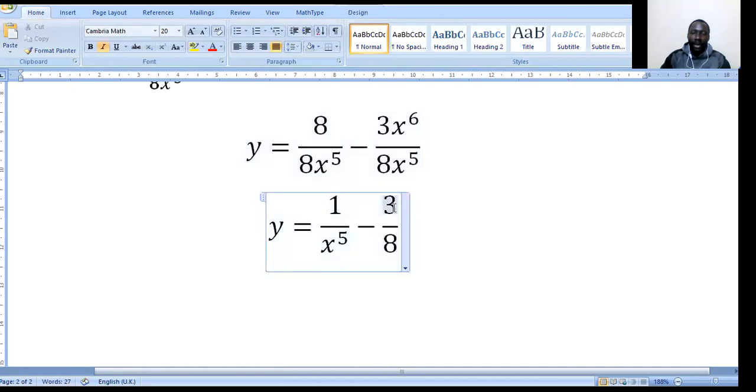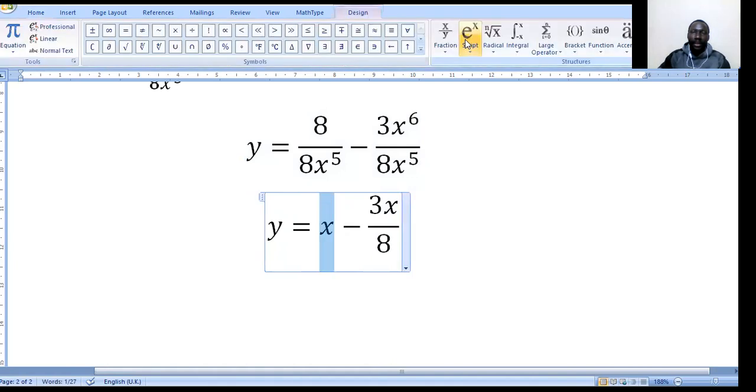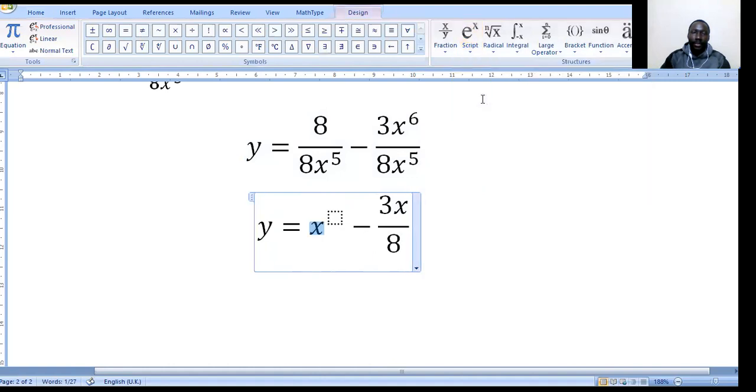Then here we are going to be having x and only x. Because now when you take away 5 from 6, what do you get? 5 from 6 gives 1. So x with the exponent of 1, not necessary to put it. Now, this first term, we can simplify it a little bit, okay? 1 divided by x raised to the power of 5 can be written as x raised to the power of -5.